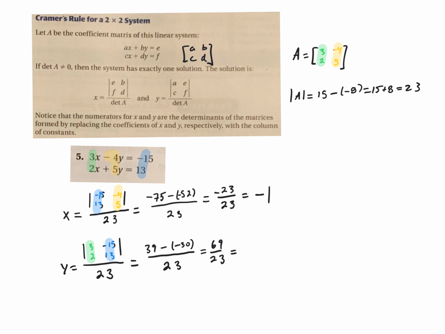On the y's, again, I'll use the x coefficients here, because I'm trying to find y, so I'll replace the y coefficients with those constants. Again, the 23 is down here from over here, the determinant of A. 3 times 13 is 39, 2 times negative 15, negative 30. When I subtract them, I get 69 divided by 23, and so then I get the answer of 3. So then my answer to this, again, is a point where those two lines intersect, which is where x is negative 1 and where y is 3.